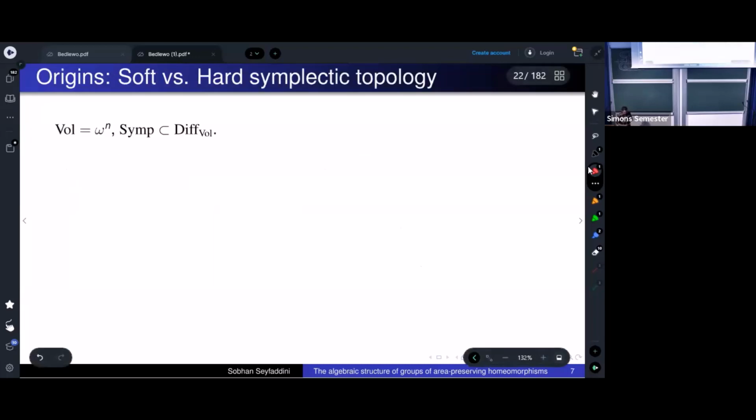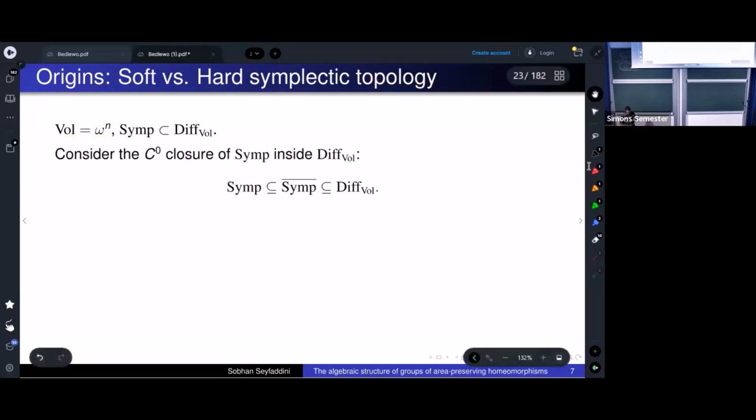Now, before I tell you how homeomorphisms arise, I want to recall the origins of symplectic topology as a field. As I said on the previous slide, every symplectic manifold can be equipped with a canonical choice of volume, and symplectomorphisms preserve the symplectic form, so they are therefore volume preserving diffeomorphisms.